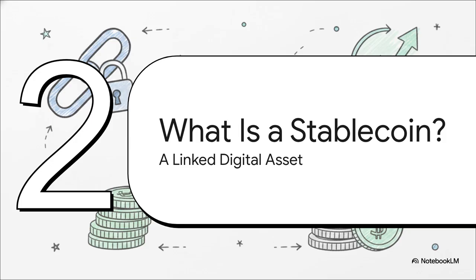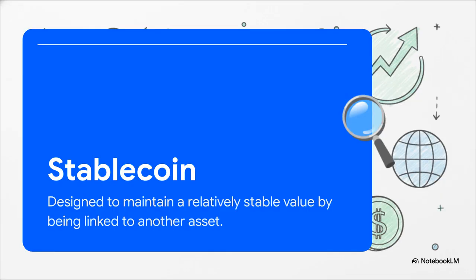What is a stablecoin? Because USDT belongs to a very specific, unique category of digital assets. Now, a stablecoin is pretty much exactly what it sounds like. It's a cryptocurrency designed to maintain a relatively stable value by being linked to another asset. You see, while most other cryptos rely purely on market sentiment and speculative demand, which we all know can change in a heartbeat, a stablecoin ties its entire identity to an established asset. And in USDT's case, as we've established, that asset is the US dollar.